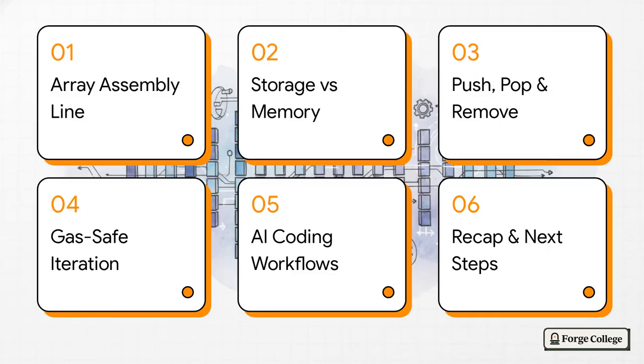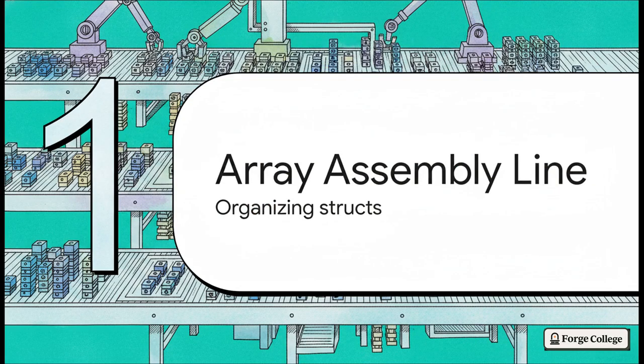All right, let's jump right in. Here's our engineering blueprint for today. First, the array assembly line. Second, storage versus memory. Third, push, pop, and remove operations. Fourth, gas-safe iteration. And finally, we'll wrap up with AI workflows. Okay, section 1, the array assembly line. How we actually go about organizing hundreds of structs.